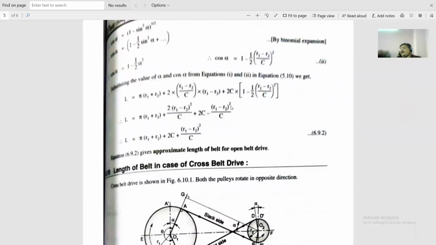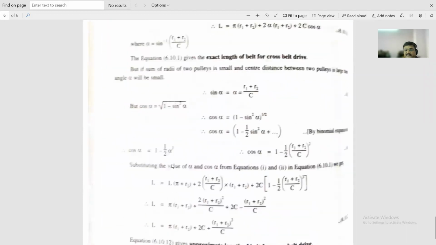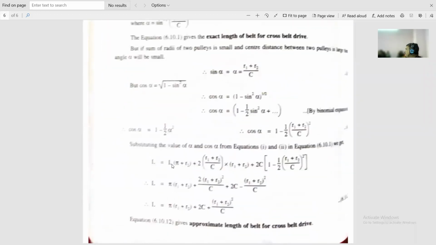The difference is only in the numerator of the third component. In the open belt drive, the numerator is (R1 minus R2) bracket square. Are you agreed with me? Yes, sir. And in case of the cross belt drive, it is (R1 plus R2) bracket square. Only this is the difference. Is it difficult to remember? Minus in open, and plus in cross for the numerator of the third component. Okay, is it understood to you people?